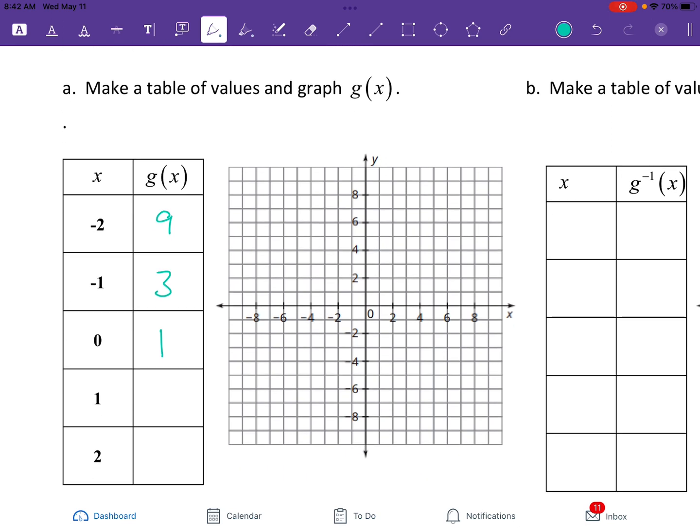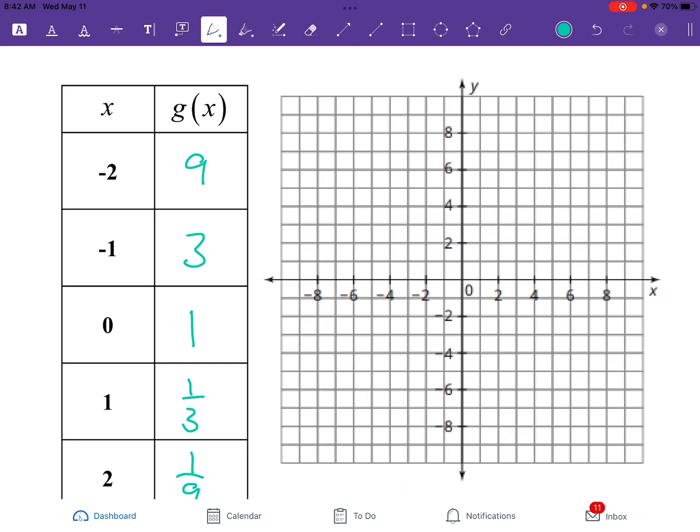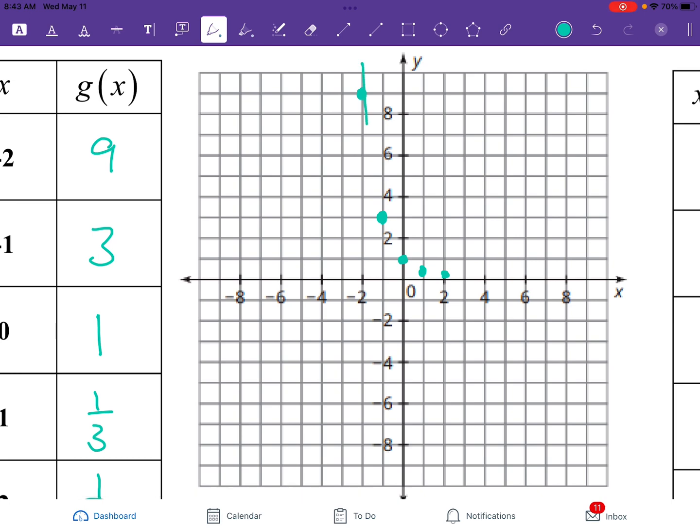1/3 to the first power is 1/3. 1/3 to the second power is 1/9. You're just squaring the two numbers. So 1 squared is 1, 3 squared is 9. We're now going to take these values and plot them onto our coordinate plane. So we have (-2, 9) right here. (-1, 3) is here. (0, 1), (1, 1/3), (2, 1/9). There we go. So here's our decreasing function.